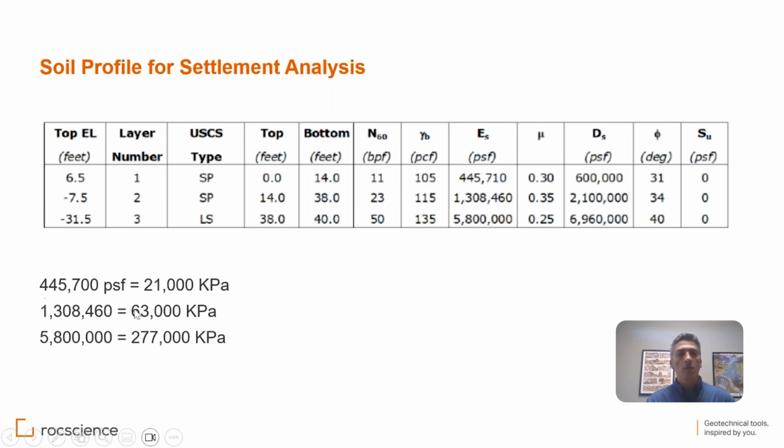And for the metric unit, here are some conversions for the metric units. So we selected a layer from 0 to 14 feet, that's 0 to a little bit over 3 meters, and then from about 4 meters to about 12 feet or so, the medium dense sand, and then below that we have the weathered limestone.